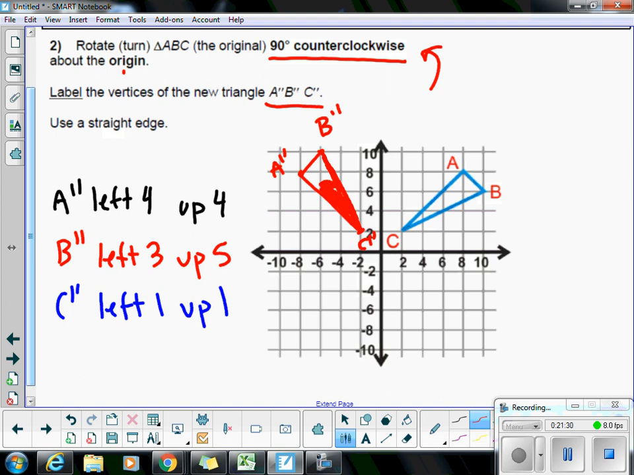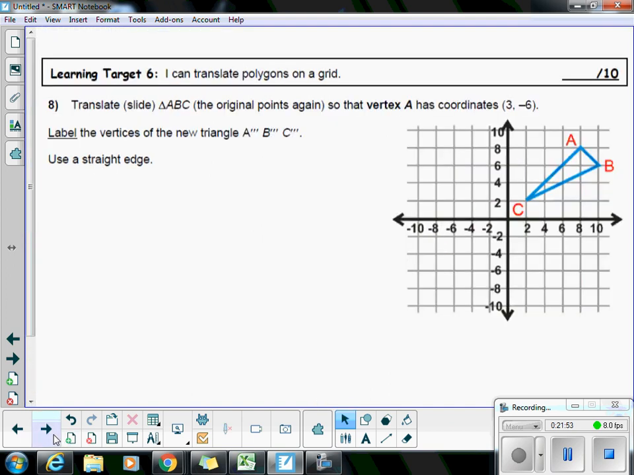90 degrees counterclockwise. So if you need some extra practice, you could go 90 degrees clockwise, you could try 180 degrees, you could try 270 degrees, but the general procedure is the same. You turn your paper, you write down the new points, and you turn it back and plot them. One more to do, and we have a translation.